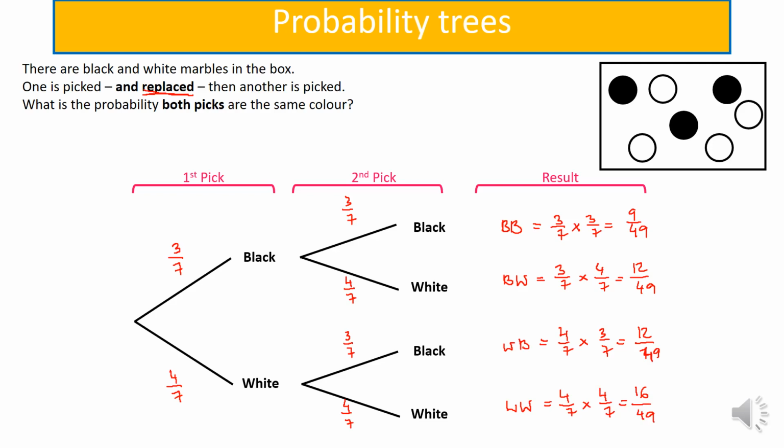Now, the question is that we want the probability of both picks to be the same color. So either black and black or white and white. For the final answer, we need to add the two probabilities. The probability of getting black and black is 9 over 49, and the probability of getting white and white is 16 over 49. So the final answer is 25 over 49. This is the probability that both picks will be the same color.